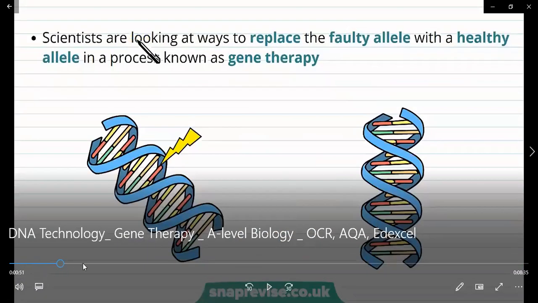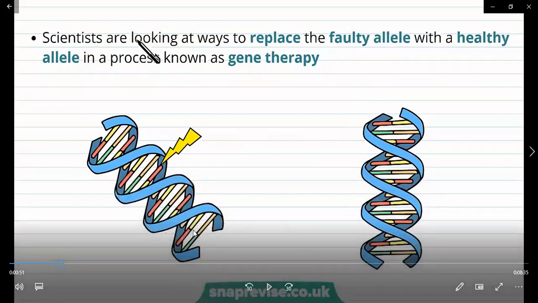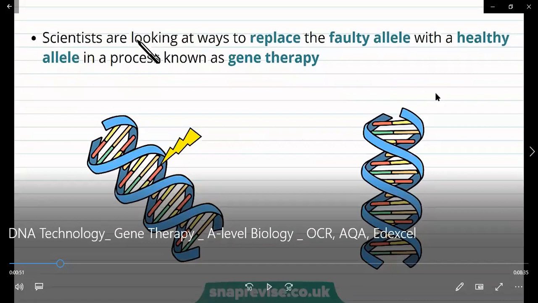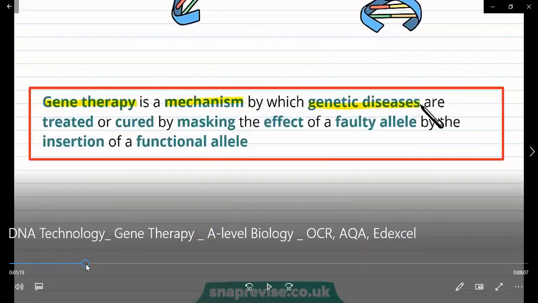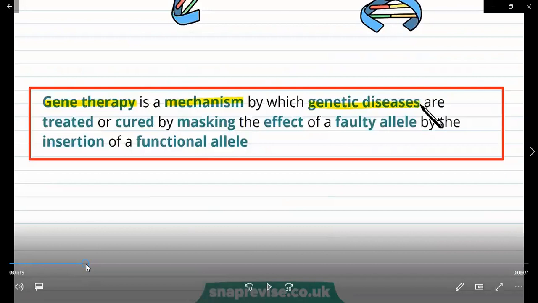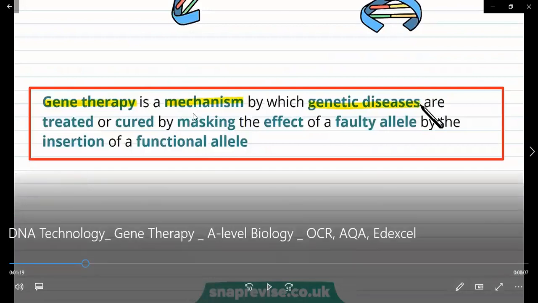Now, the whole objective of doing this is that we need to be able to replace the faulty allele with a good copy of the gene. So that's what they are trying to do with gene therapy. You try to find where the allele was faulty and see if you could replace it with one that is good. Okay. In theory, it sounds nice, it sounds simple, but to actually put that into practice, it's very difficult. So it says that gene therapy is a mechanism by which genetic diseases are treated or cured by masking the effect of a faulty allele by the insertion of a functional allele.